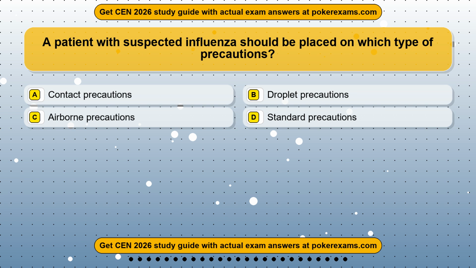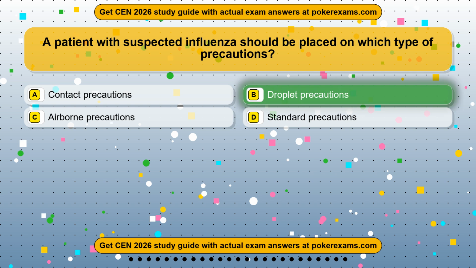Question 24. A patient with suspected influenza should be placed on which type of precautions? Option A, contact precautions. Option B, droplet precautions. Option C, airborne precautions. Option D, standard precautions. The correct answer is option B.